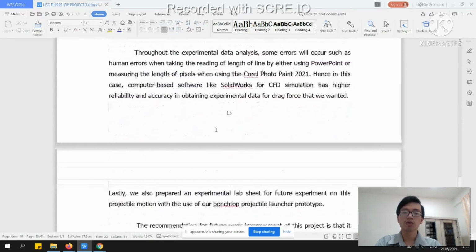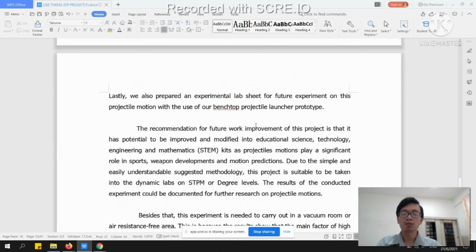Throughout the experimental data analysis, some error might occur when taking the reading of the displacement by using PowerPoint or Corel PhotoPaint 2021. In this case, computer-based software such as SolidWorks for the CFD simulation has higher reliability and accuracy in obtaining the experimental data of drag force that we want. Besides that, lastly, we can also prepare a lab sheet for future experiments using this type of projectile launcher prototype.